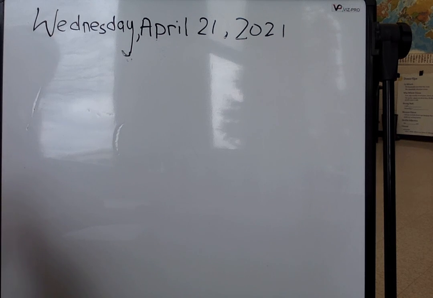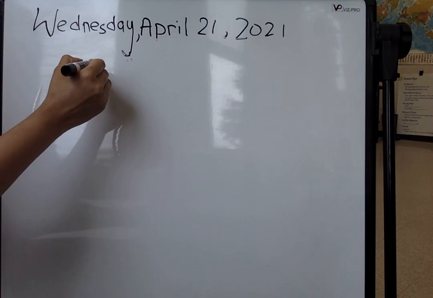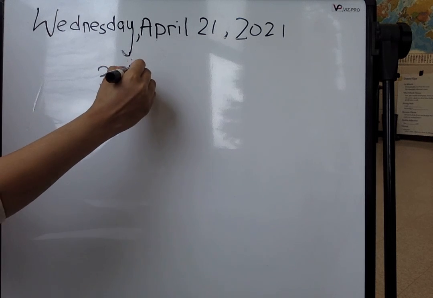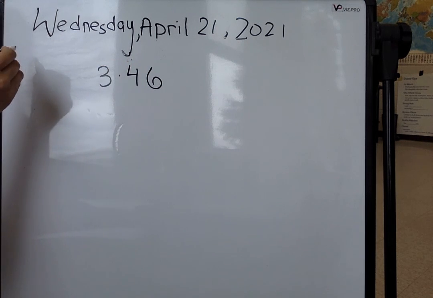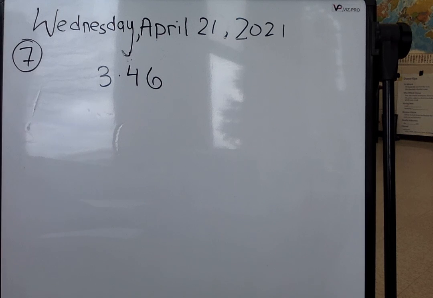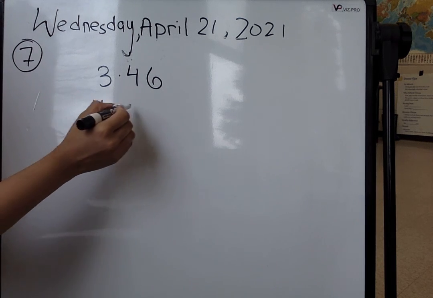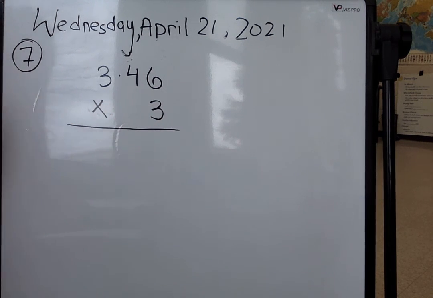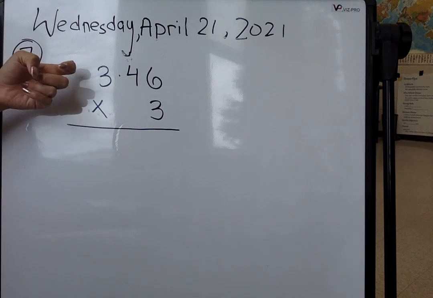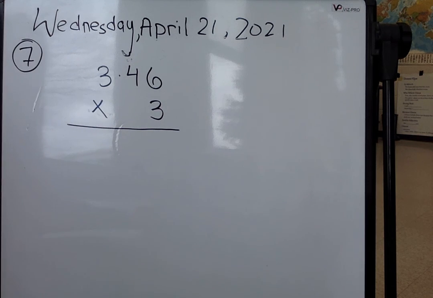Okay, so we know she used 3.46 meters. This is question 7. And she made material for each bedroom, and she had 3 bedrooms. So we are going to multiply this by 3, right? So we need to find out how much material she used altogether. So first we're going to find out how much she used for her bedrooms. So 3.46 is what she used for each bedroom, and she had 3 bedrooms.